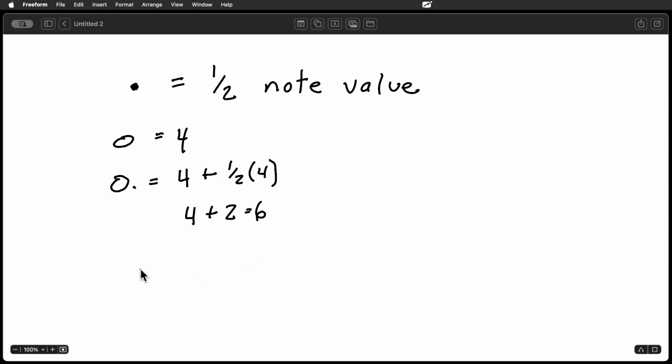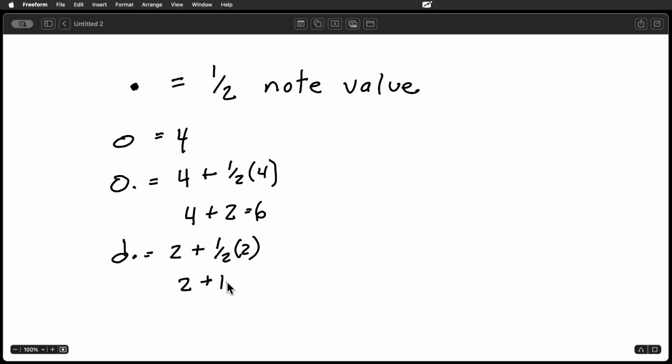And we can apply that same formula to any dotted note. So if we come here, let's do a dotted half note. That's going to be equal to the base note, which is 2, plus half of 2. We can write the formula out if you really need to, or you can do it in your head. I'm sure most of you can do it in your head.